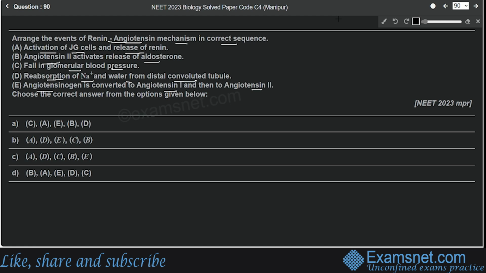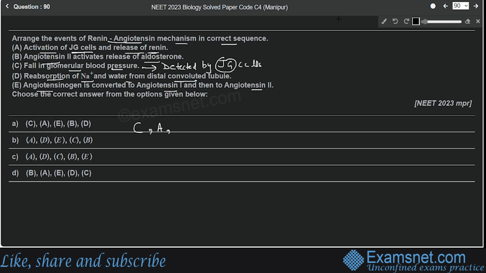First of all, there will be fall in glomerular blood pressure. That means C will come first. Fall in glomerular blood pressure due to various reasons such as dehydration. Now this fall in blood pressure will be detected by juxtaglomerular cells. Then what will happen? Juxtaglomerular cells will get activated. So the next step will be A, activation of juxtaglomerular cells and release of renin.